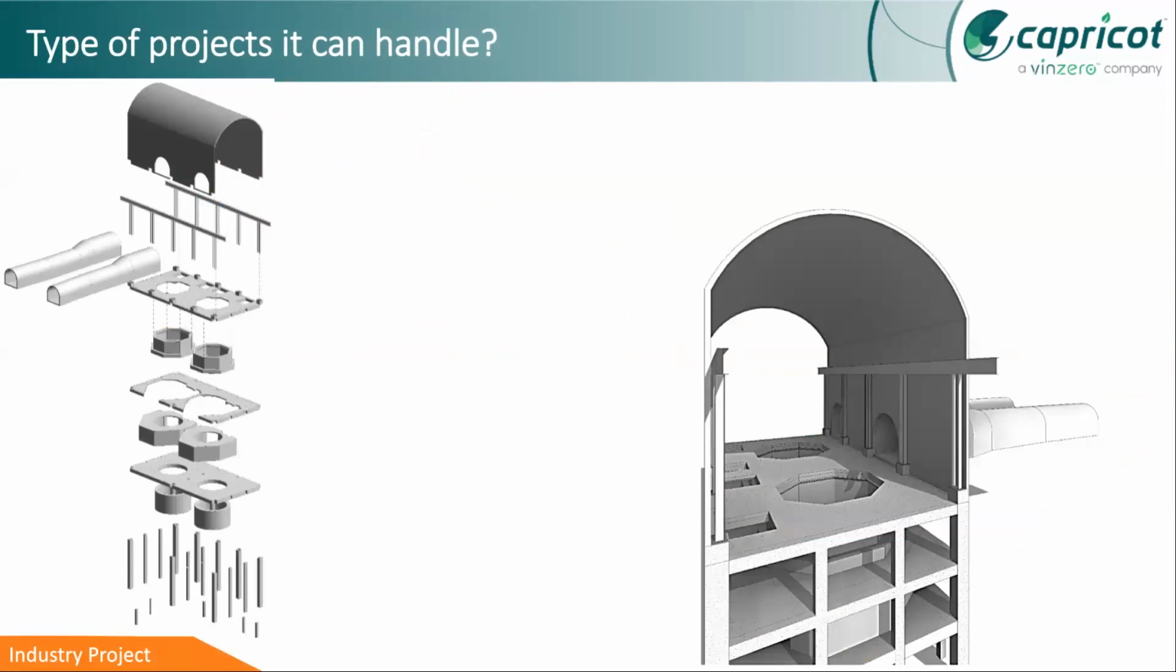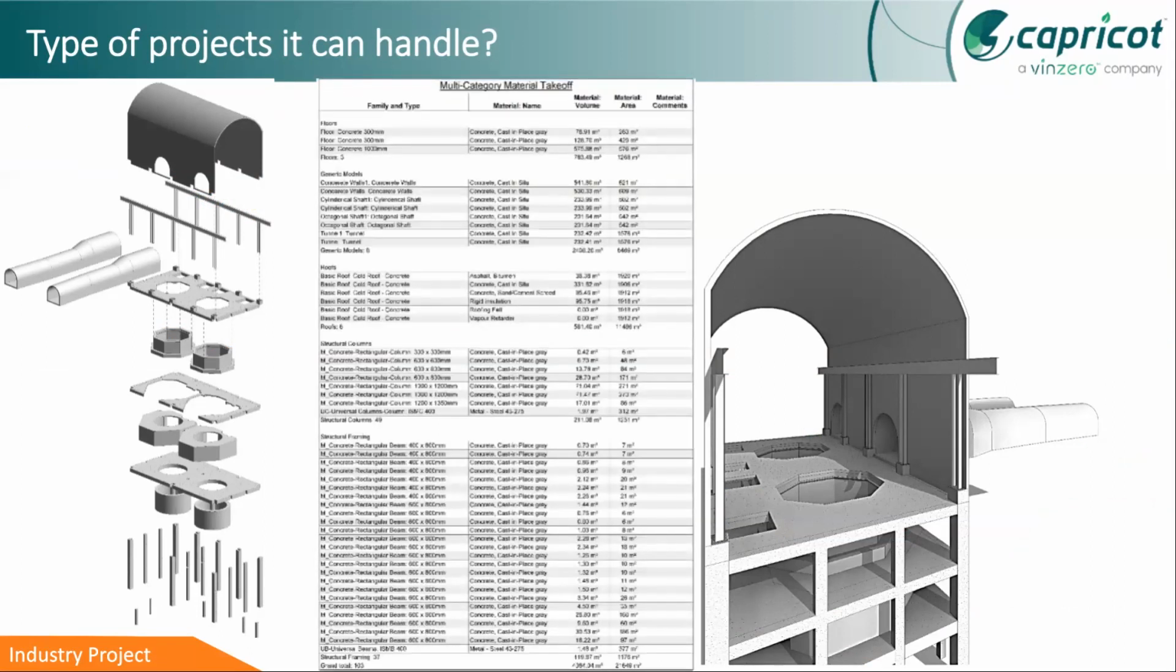Then apart from that, you have industry projects, you have factories or other types of mills or anything that can also be done in Revit. So these basically show how you get the quantities for this. This is a small example of how the quantities can be developed from this.